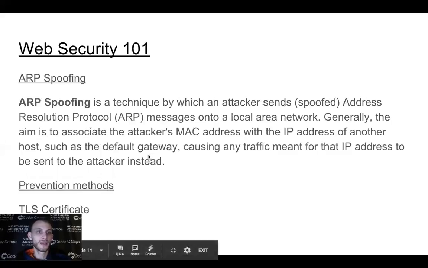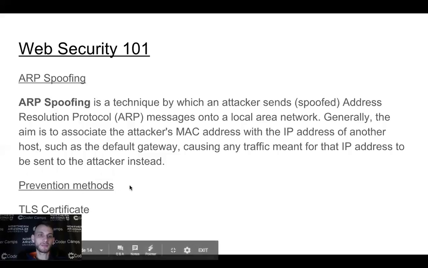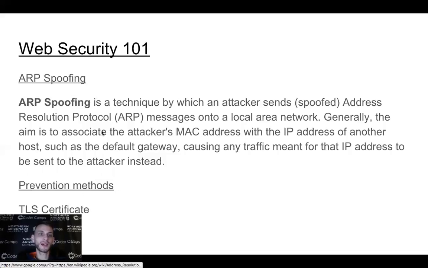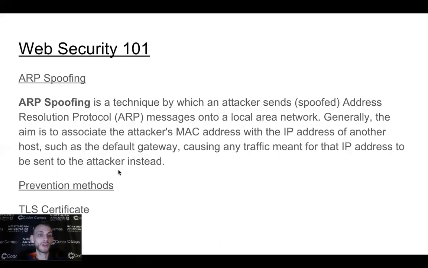Okay. Next, let's talk about ARP spoofing. ARP spoofing is a technique by which the attacker sends a spoofed Address Resolution Protocol message into a local area network. Generally, the aim is to associate the attacker's MAC address with the IP address of another host, such as a default gateway, causing any traffic meant for that IP address to be sent to the attacker instead. So this is very much like an interception. This is why it's important, within your network, to use a TLS certificate and redirect your traffic from HTTP to HTTPS.